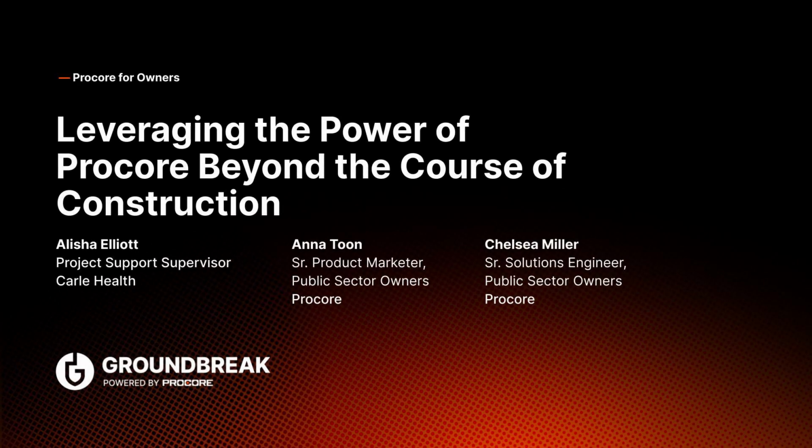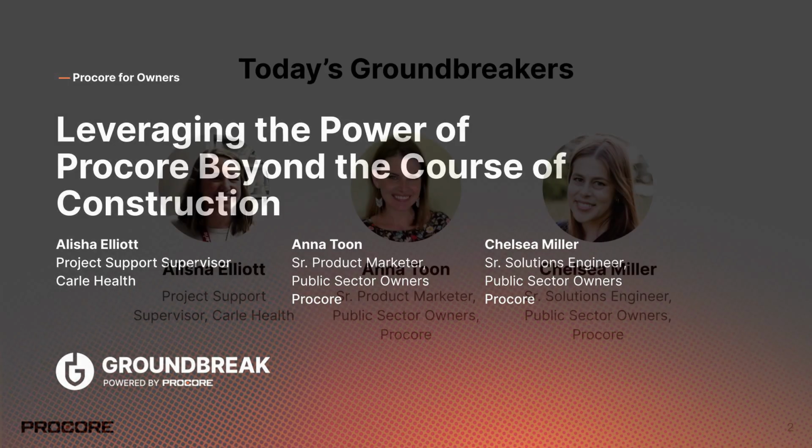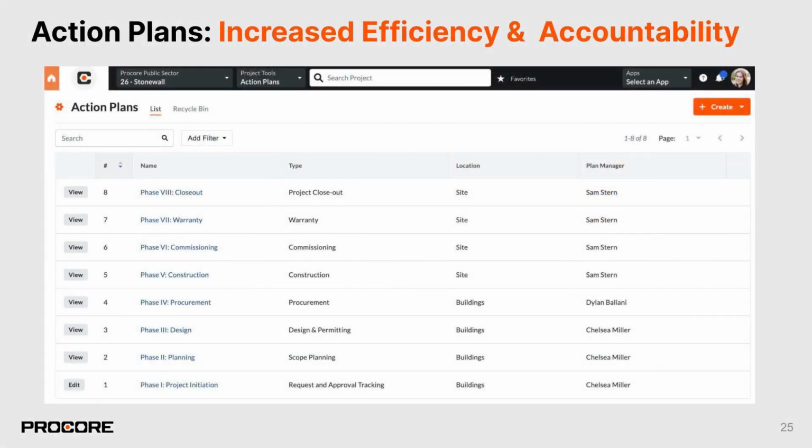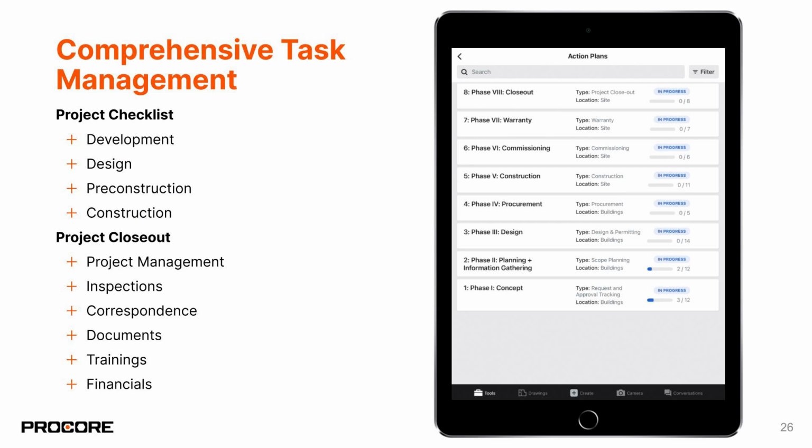As you can imagine, working in healthcare, we have a lot of steps and things that we have to do to make sure that throughout the life of a project, we're doing all the things we need to do. So we've implemented action plans, two types of templates. We've implemented project checklist and project closeout.